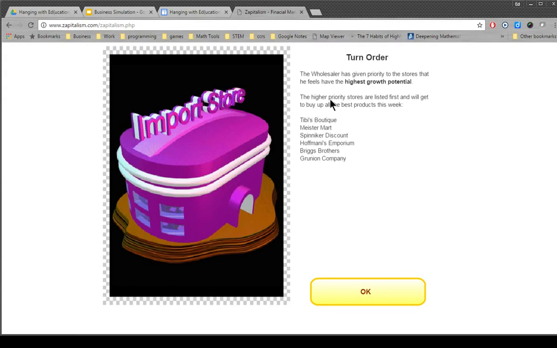So it starts off with here's the wholesaler, the provider of the goods, the one who's going to sell to all of us, always ranks our stores in order of who's done the best. This is really important to point out to learners that even if they feel like they're doing poorly, if they do really well in a round, their business gets to pick first from all the goods in the next round.